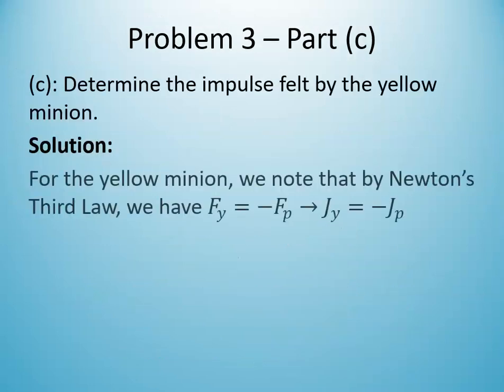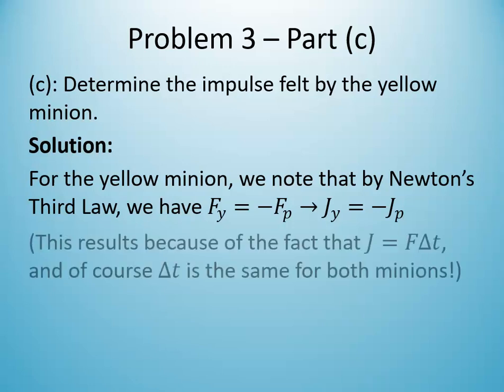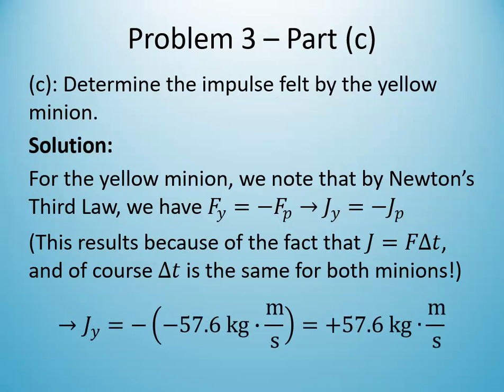How about the impulse felt by the yellow minion? Well, Newton's third law comes to us again. Since every force results in an equal and opposite force, that means that the impulse felt by one is the negative of the impulse felt by the other in the two-body interaction. Again, J equals F delta T, and of course, delta T is the same for both of them. So, by Newton's third law, we just get the negative of what we got in part B. Positive 57.6 kilogram meters per second. That is, the yellow minion feels an impulse of 57.6 kilogram meters per second toward the right.